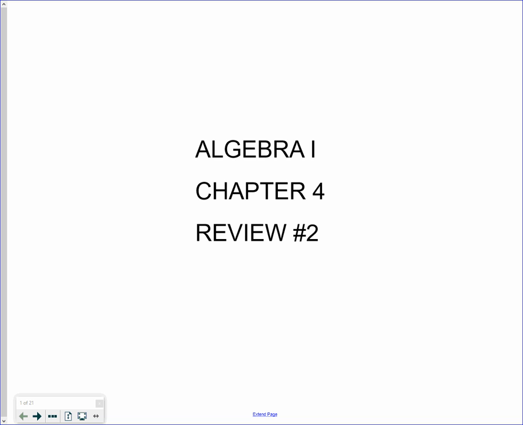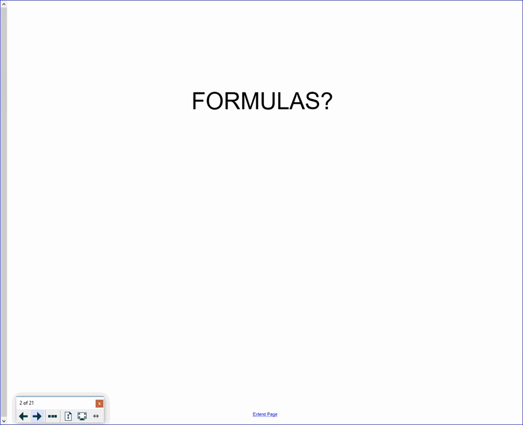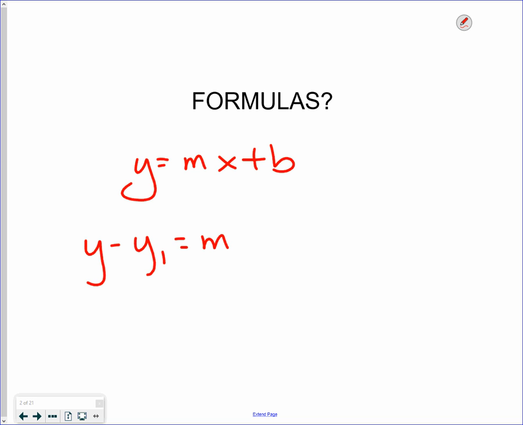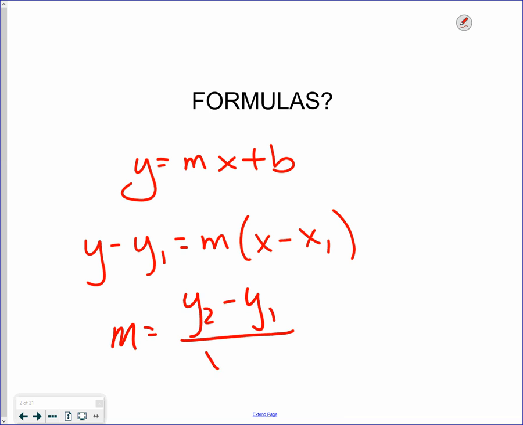The first thing I want to talk about is actually not the review, but some formulas that you're going to need to know. Slope-intercept form is y equals mx plus b. And you will also need to know the point slope formula in order to write equations. And you will also need to know the slope formula to find the slope if you are given 2 points. So those are three formulas that you need to memorize before your test on chapter 4. Make sure that you have those for you.